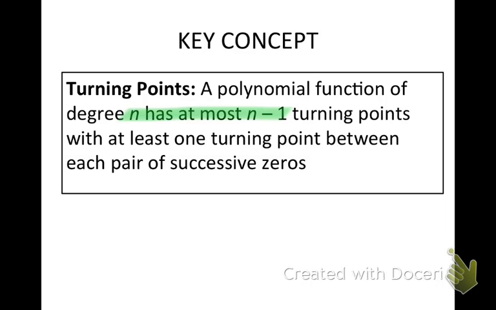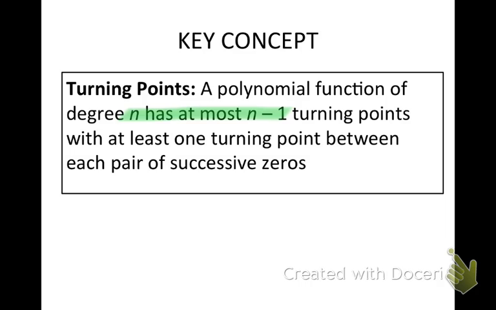So if you're asked to determine the maximum number of turning points that a polynomial function can have, you take your highest degree and you subtract 1 from it. So if we had a cubic, the maximum number of turning points we could have would be 2. If I had a quadratic, the maximum number of turning points would be 1. If I had a quintic, so degree of 5, the max number of turning points that we could have would be 4.